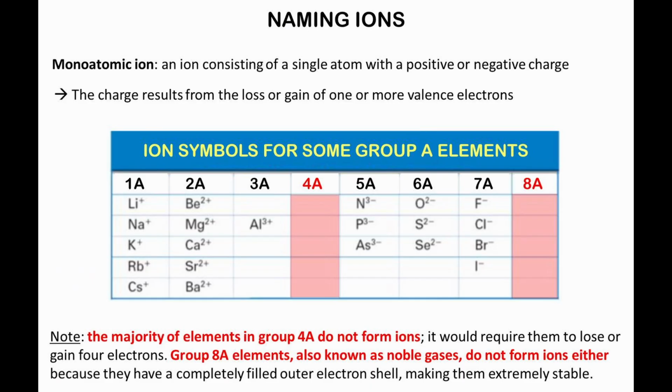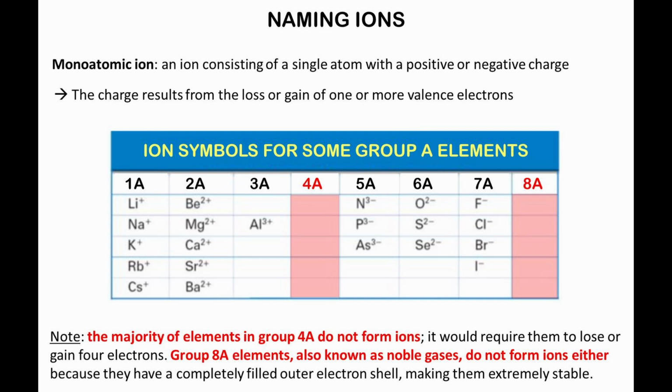How are ions named? A monoatomic ion is an ion consisting of a single atom with a positive or negative charge. The charge results from the loss or gain of one or more valence electrons. The table below shows ion symbols for some group elements. Metallic elements tend to lose valence electrons to form cations with a positive charge equal to their group number. Nonmetals tend to gain electrons to form anions, with a negative charge equal to 8 minus the group number.